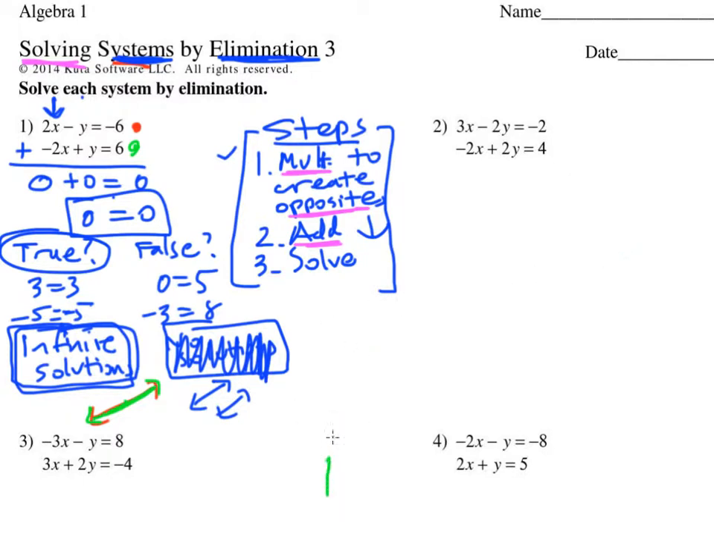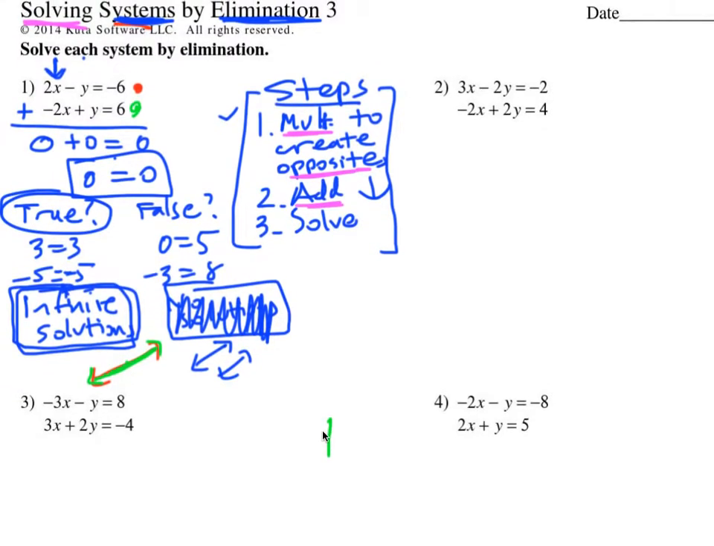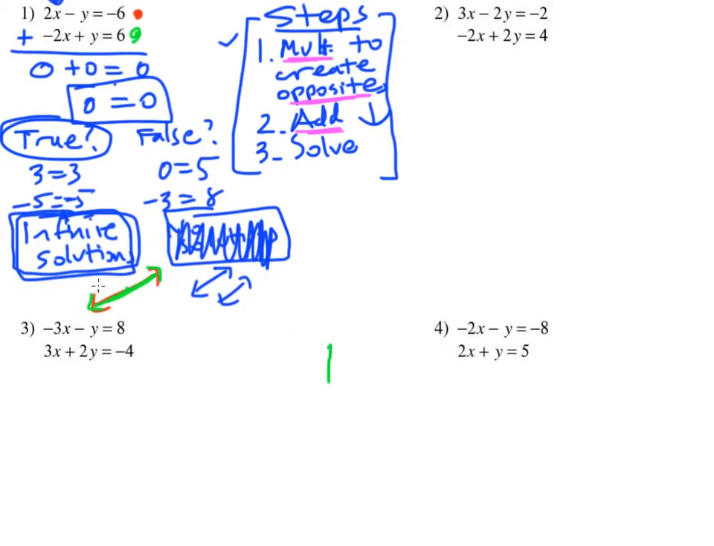All right, let's take a look at number three. Again, we want to start off by multiplying to create opposites. Let's look here at our x's and our y's. Which one already has opposites? Well, the y's are almost there, you have positive 2 and negative 1, so if you multiply by 2, you get positive 2 and negative 2. But we don't need to do that because the x's are already opposites.